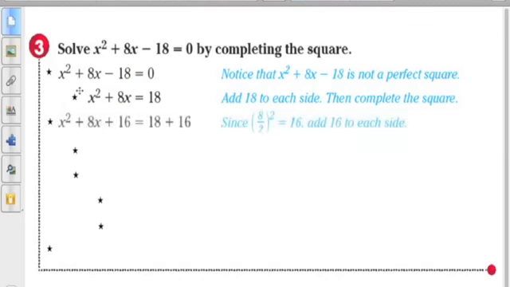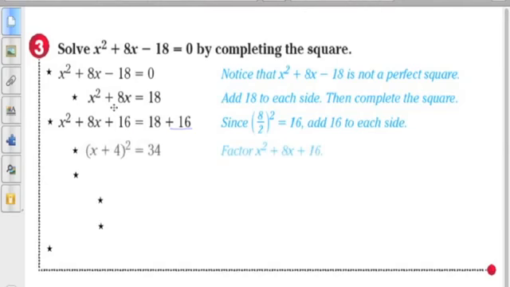How do we do that? We get 1/2 of 8, which is 4, and we square it, which is 16. Again, the 3 steps: get 1/2 of b, which in this case is 8, and then square it. So 1/2 of 8 is 4, squared becomes 16. And in commandment number 8 of the 10 commandments in math, whatever you add to one side, you need to add to the other side. And that's why we added 16 to the other side as well.